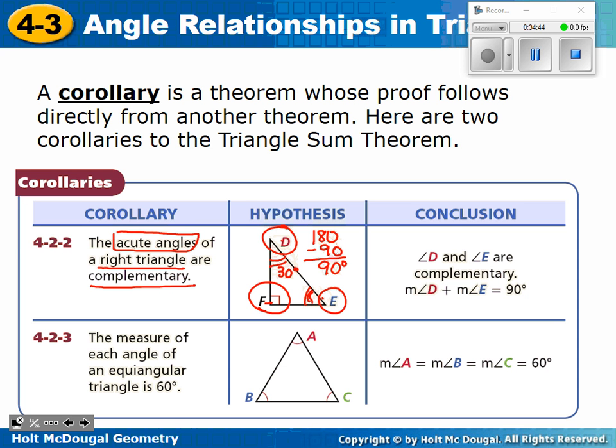Okay? The second corollary we already talked about. I asked you, if all three angles in a triangle are equiangular, and we know they add to be 180, what does every angle have to equal? And you guys said 60. So that's what this says. The measure of each angle of an equiangular triangle will always be 60 degrees. If they tell you it's equiangular, you can say every angle is 60 degrees. Okay, so just some things you can use when you're solving problems.